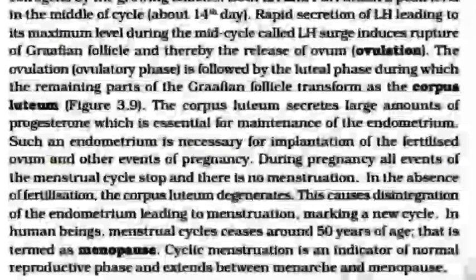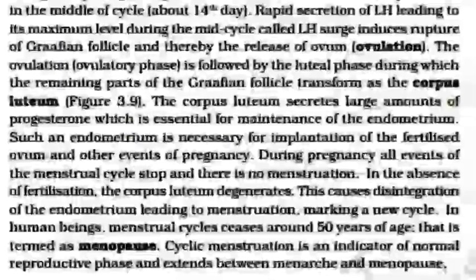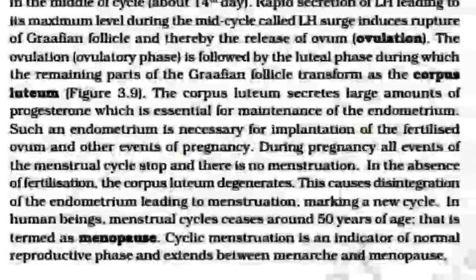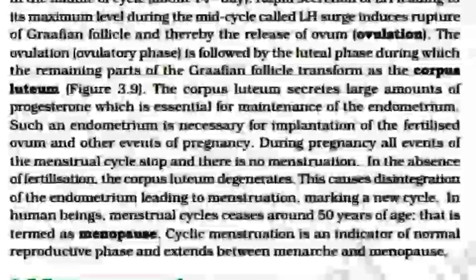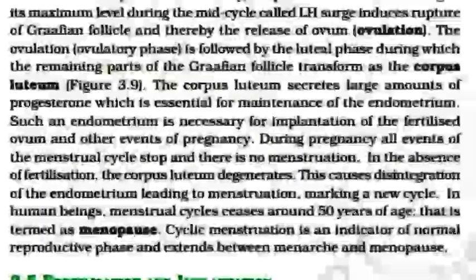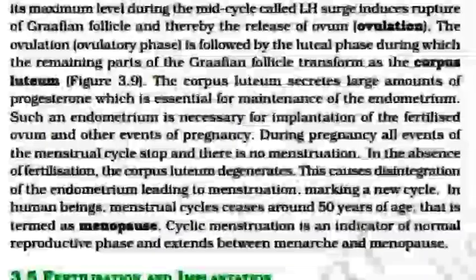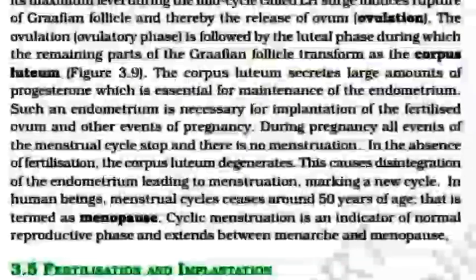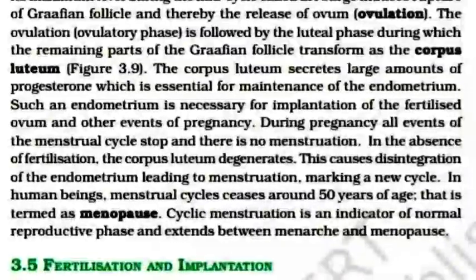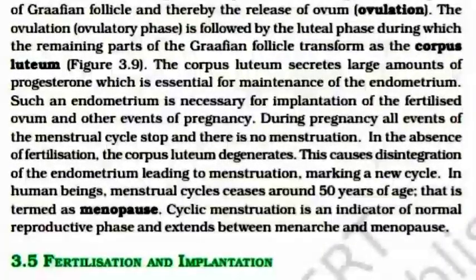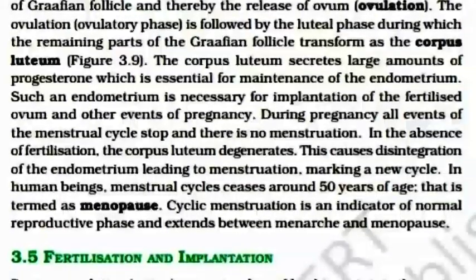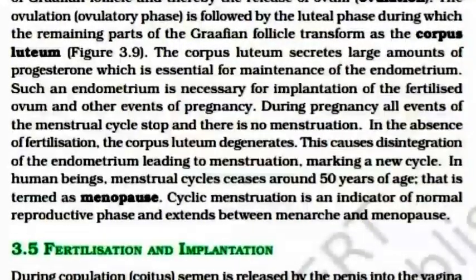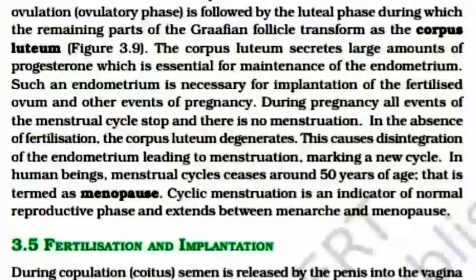The ovulatory phase is followed by the luteal phase, during which the remaining part of the Graafian follicle transforms into the corpus luteum. The corpus luteum secretes a large amount of progesterone, which is essential for maintenance of the endometrium. Such an endometrium is necessary for implantation of the fertilized ovum and other events of pregnancy. During pregnancy, all events of the menstrual cycle stop and there is no menstruation. In the absence of fertilization, the corpus luteum degenerates.